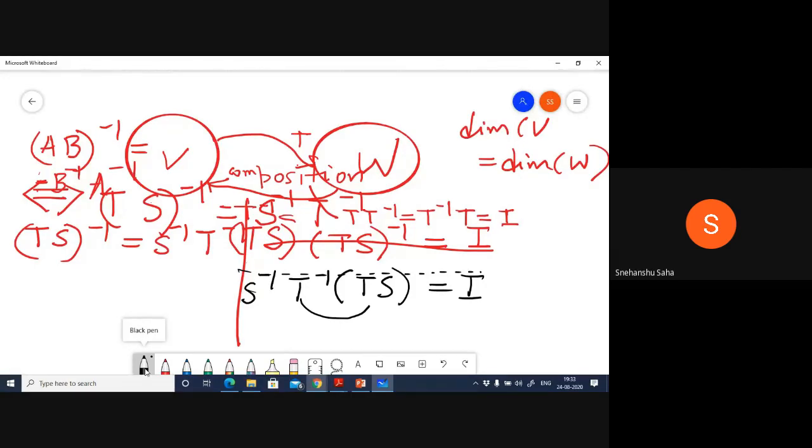Now, what is T inverse T? T inverse T is nothing but I. Now what we have is S inverse with an identity matrix with S. S inverse with an identity matrix will give you S inverse, and then S inverse with an S will give you an I. So you see that you have two equations: TS times T S inverse is equal to I, and S inverse T inverse times TS is also equal to I.